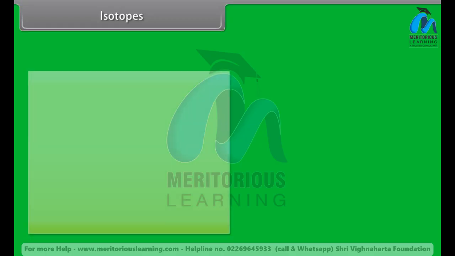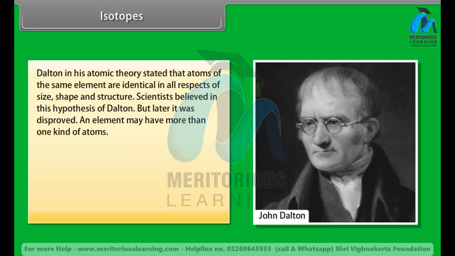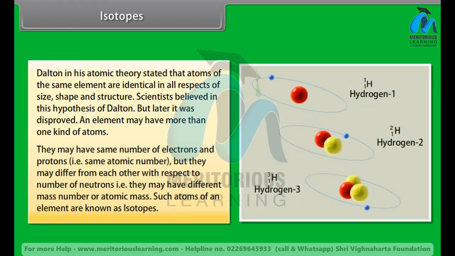Isotopes. Dalton in his atomic theory stated that atoms of the same element are identical in all respects of size, shape, and structure. Scientists believed in this hypothesis of Dalton, but later it was disproved. An element may have more than one kind of atoms. They may have the same number of electrons and protons, that is, the same atomic number, but they may differ from each other with respect to number of neutrons, that is, they may have different mass number or atomic mass.